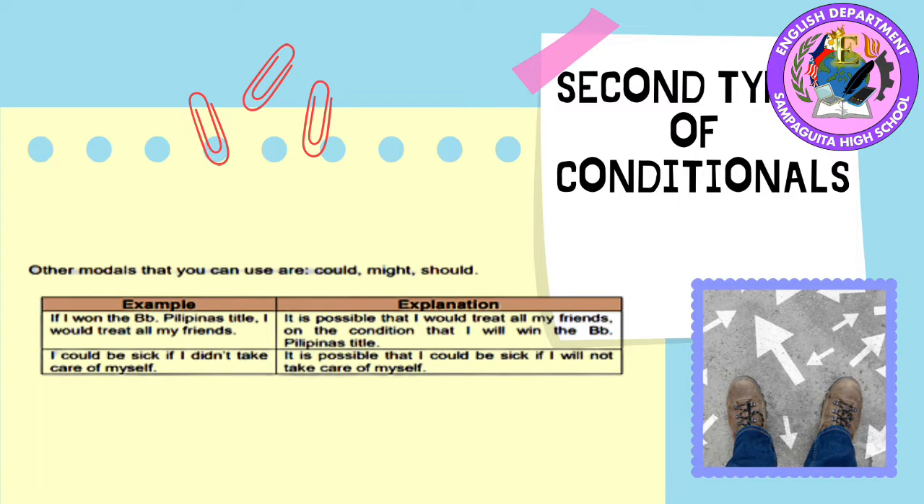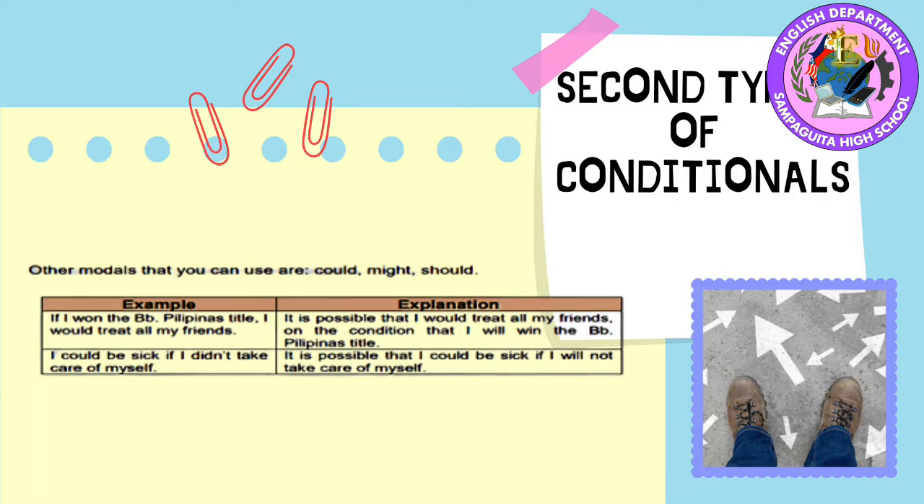So next: I could be sick if I didn't take care of myself. The if clause here is if I didn't take care of myself. Take note that the verb didn't, okay, it's in the simple past. So that's the structure for the second type of conditional. So this is the if clause, this is the condition, and then the situation is I could be sick. So take note that the could is used instead of would. That is possible.